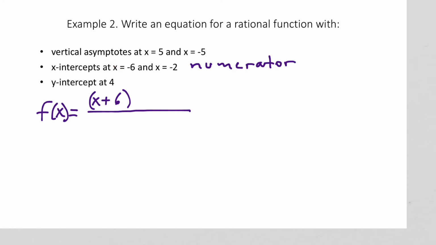That's this one. For x is equal to -2, we have the factor x plus 2. All right, now let's do the denominator.